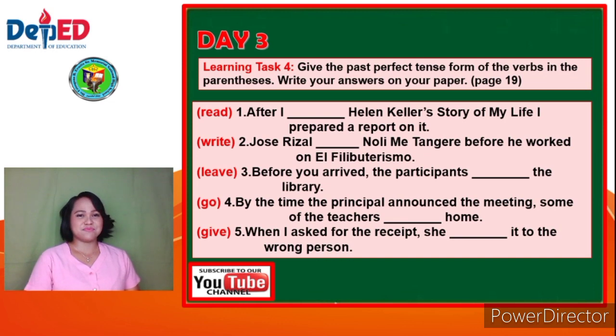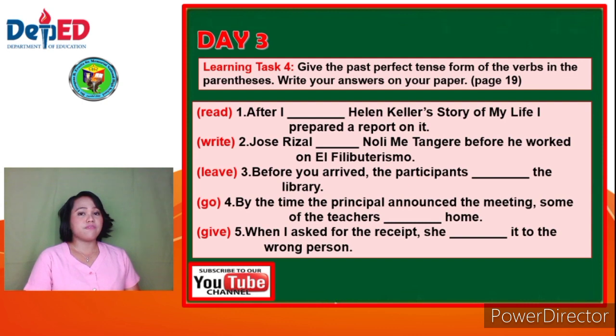Day 3. Learning Task 4. Give the past perfect tense form of the verbs in the parentheses. Write your answer on your paper on page 19. Number 1. After I blank Helen Keller's story of my life, I prepared a report on it. We have the word read. Number 2. Jose Rizal blank his novel before he worked on El Filibusterismo. We have the word write.